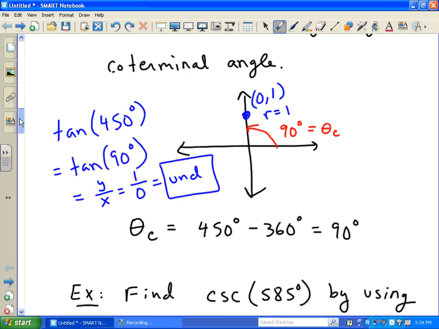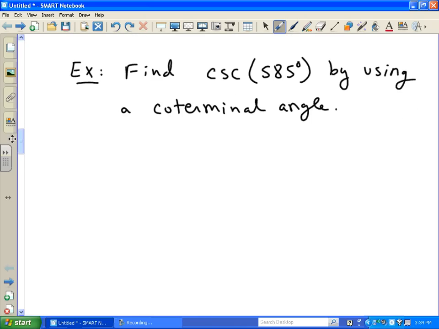Okay, let's look at another example. Let's say we want to find the cosecant of 585 degrees by using coterminal angles. So the first thing I want to do is find an angle that's coterminal to 585 degrees. Now let's say that that's a huge angle. Let's say 1,585 degrees. What you do is you keep subtracting off increments of 360 degrees until you get something that is either on an axis or something less than 360 degrees, so you can see where that angle is going to be located.